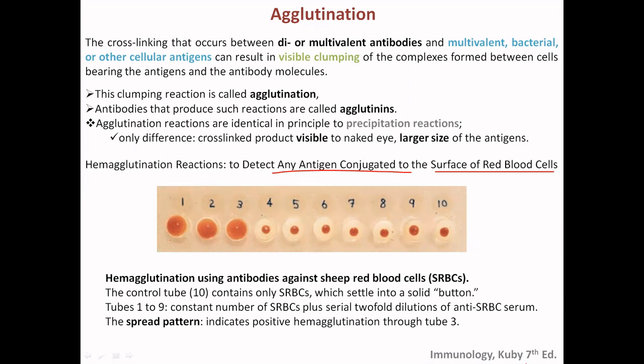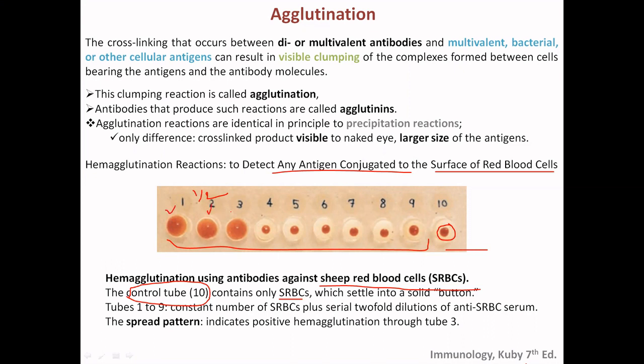So we can see here there are 10 points: 1 to 9 are one kind, and point number 10 is the control tube that contains only the sheep red blood cells, which settle into a solid button at the bottom. We can see it like this. And 1 to 9 is a serial dilution by half. This is the concentrated blood, the number of sheep RBCs, as the blood is taken.